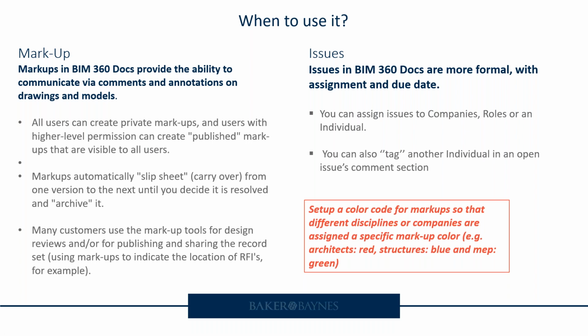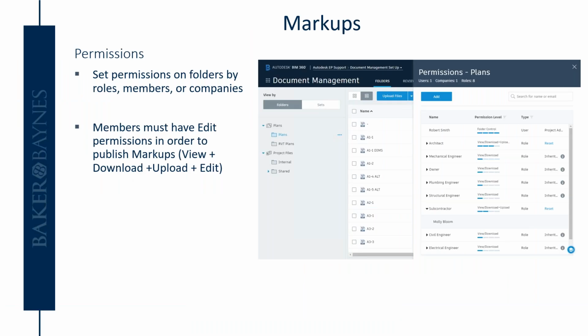For markups, just a little side note from a management point of view, it's good, maybe in your execution plan or in other project kickoffs, if you're running on BIM 360, to assign a color markup to each discipline. It just makes it easier, because if you are looking at a drawing and there's more than one markup, you know that the architects are using red, structures are using blue, MEP would be using green. So good tip if you aren't doing it already.